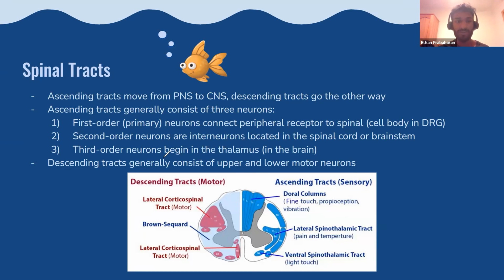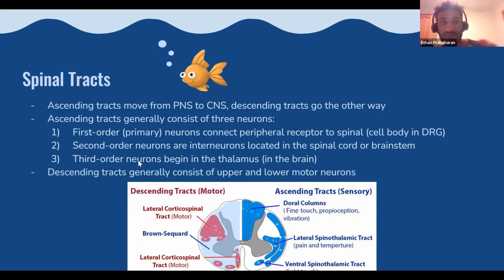So really, your first order neuron comes from the periphery, goes into the spine. Then in the spine, it will synapse onto a second order neuron, which will go up to the brain and up into the thalamus. And then your third order neuron is in the thalamus and will go to the relevant center. So that's ascending tracks, 3 neurons.